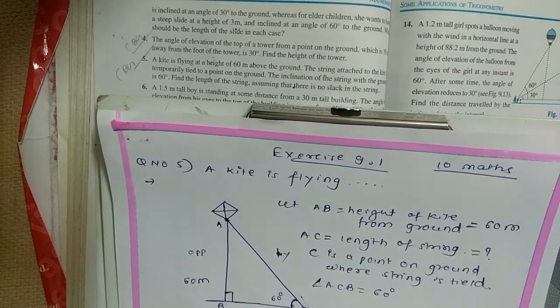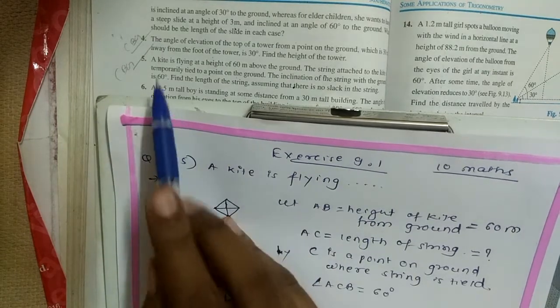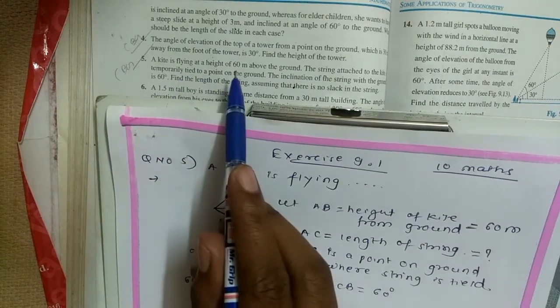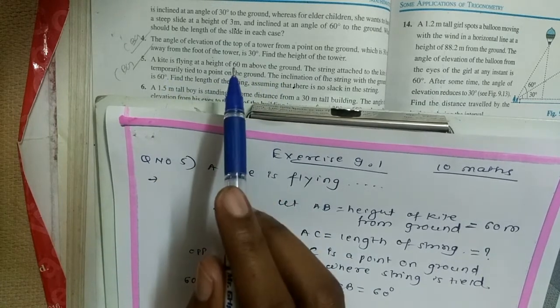Hello students, today I am going to explain question number 5 from exercise 9.1. The question is: a kite is flying at a height of 60 meters above the ground. Whenever the height is given, you have to take the perpendicular height.